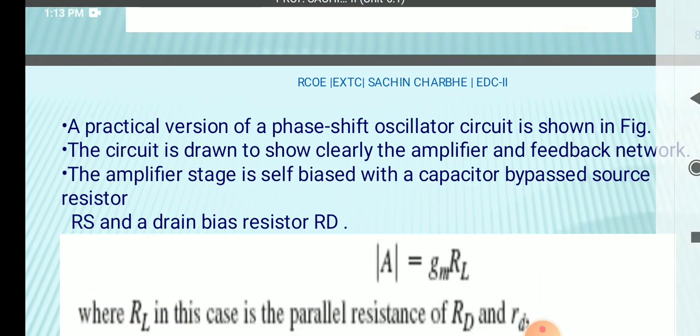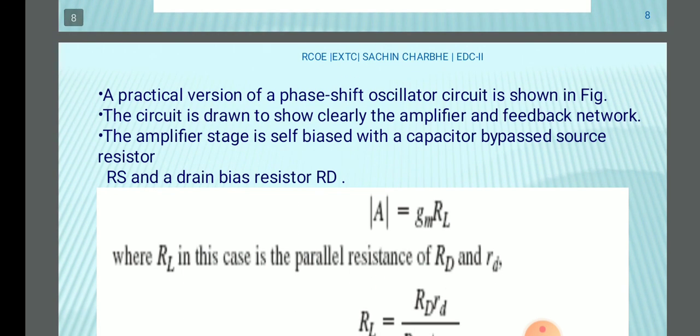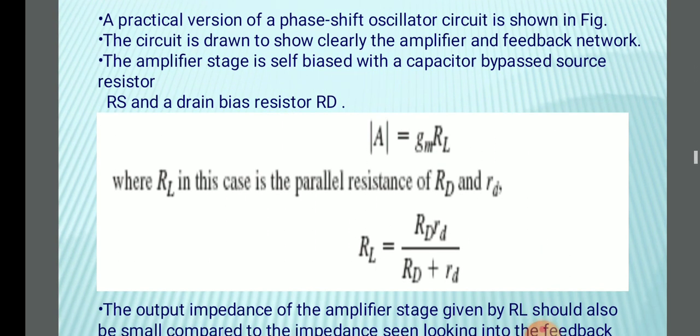Practical version of phase shift oscillator circuit is shown in figure. The circuit is drawn to show clearly the amplifier and feedback network. Amplifier, that is FET, and feedback network, that is RC. Amplifier stage is self-biased, with the capacitor bypassing source resistor RS and drain bias resistor RD.